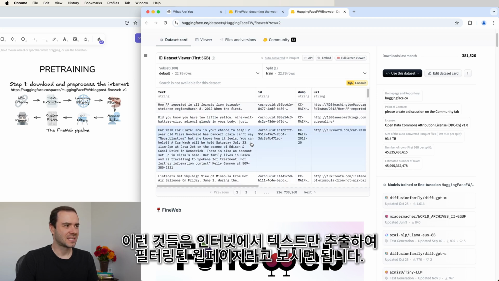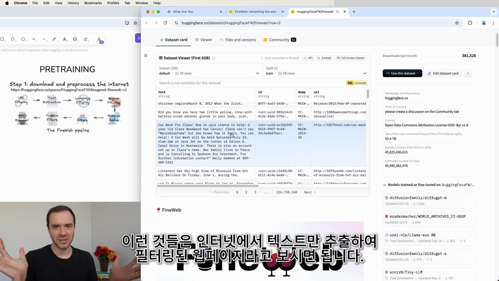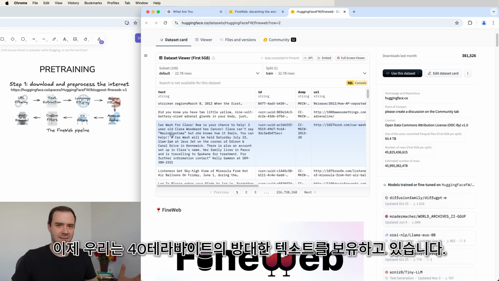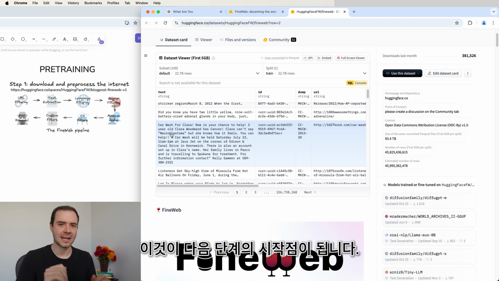So just think of these as basically web pages on the internet filtered just for the text in various ways. And now we have a ton of text, 40 terabytes of it. And that now is the starting point for the next step of this stage.